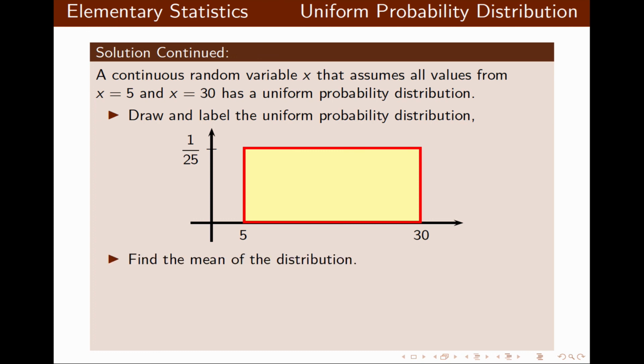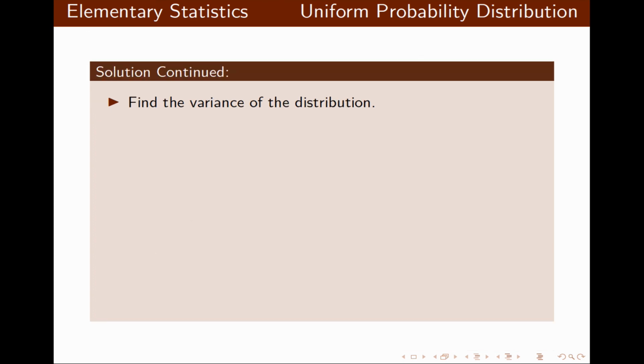The mean will be mu equal to B plus A divided by 2. So in this case 30 plus 5 divided by 2, so the mean is 17.5. The variance, sigma squared, is the quantity B minus A, quantity squared, divided by 12. So in our example, it would be quantity 30 minus 5 squared divided by 12. So the variance for this example is 625 divided by 12.